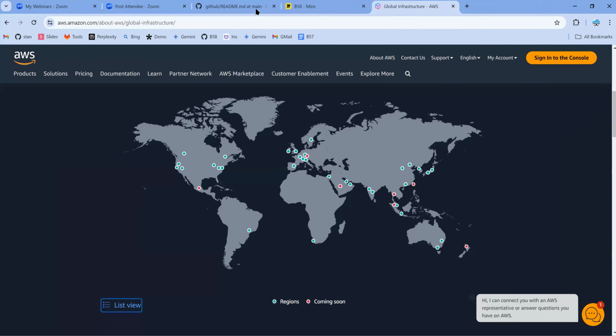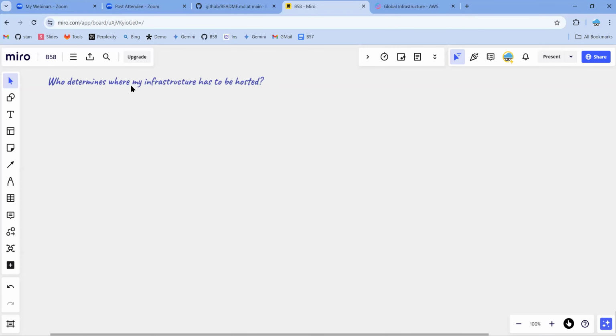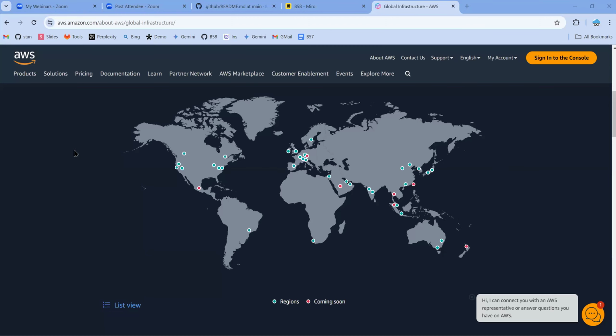Perfect. Okay. Going back, who determines where my infrastructure has to be hosted? So Manoj, I could see across the board in the United States, India, a lot of places, infrastructure is there. For example, if I'm working for a company, say an India-based company, who determines where the infrastructure is supposed to be hosted?